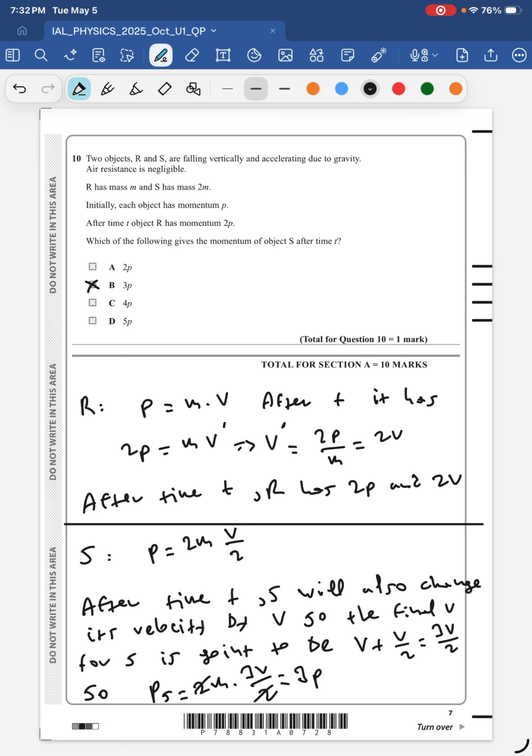But again, this section A was really hard, I think. One of the hardest I've seen. So section A is done. We are ready to move on to section B.